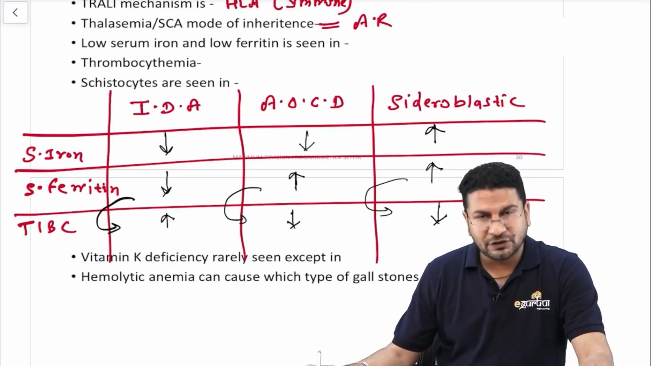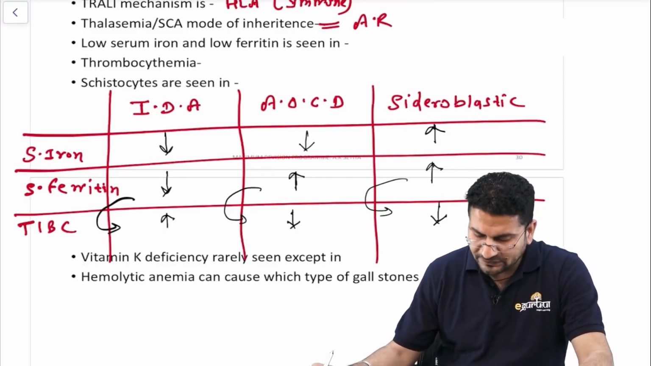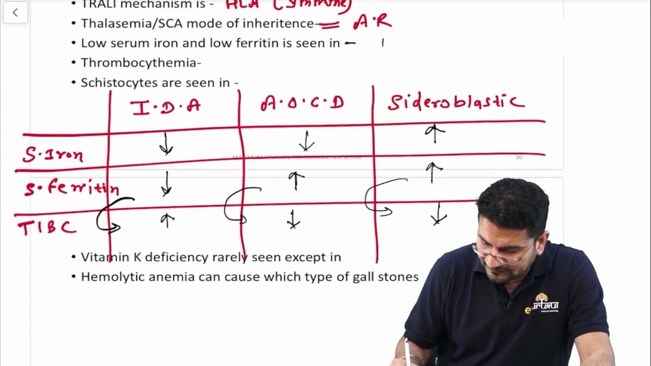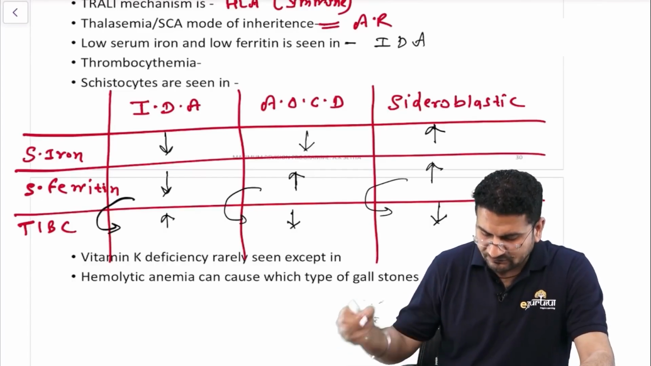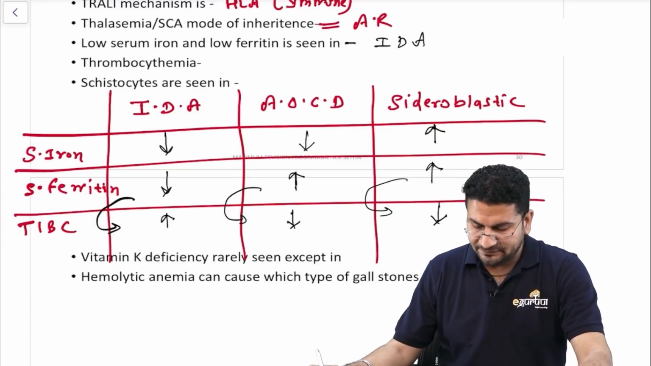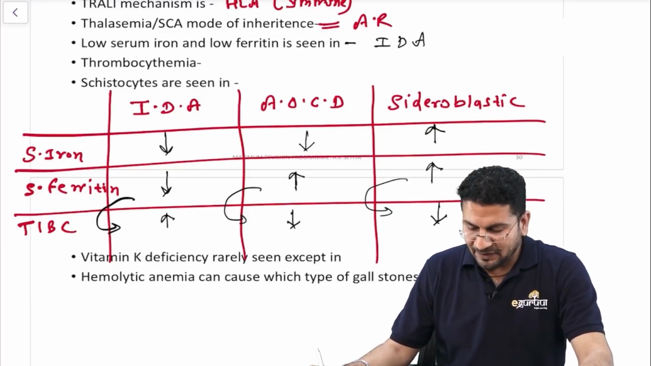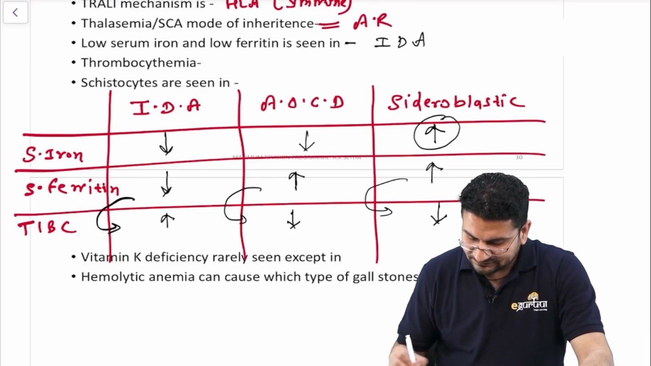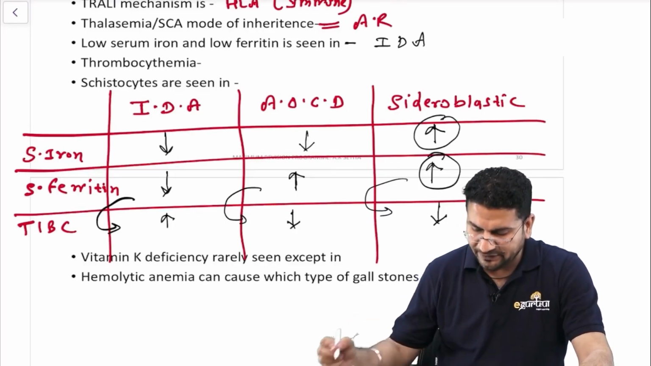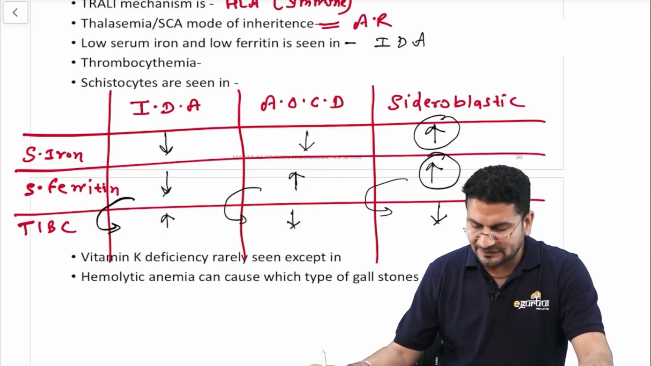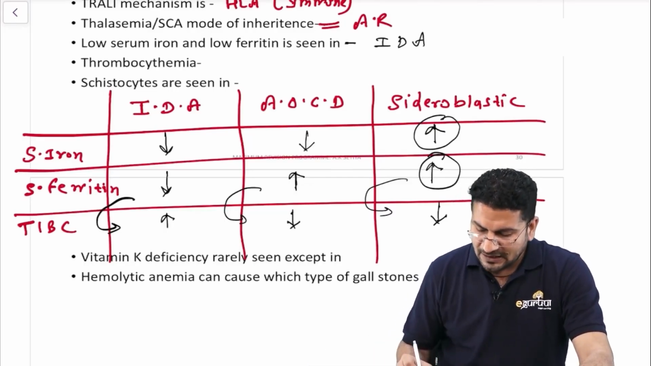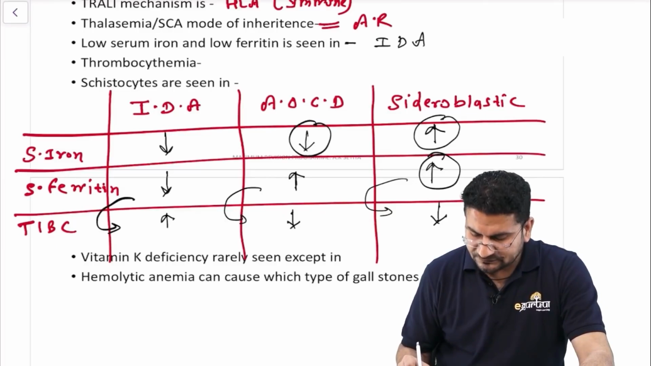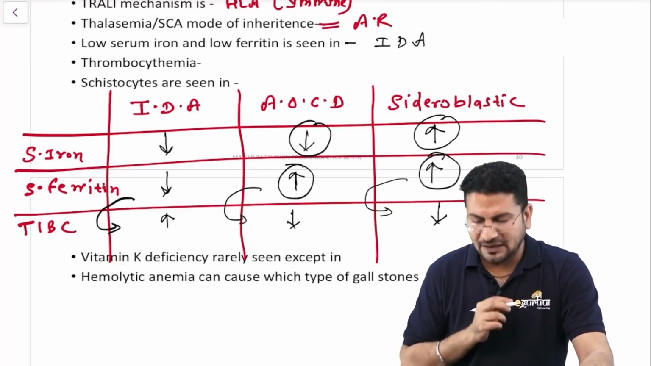To understand this, let's see the question they ask in exam: low serum iron and low ferritin. Where will you see it? It is seen in iron deficiency anemia. If I say high serum iron and low ferritin, and high ferritin. If I say high serum iron and high ferritin, this will be your sideroblastic anemia. If I say low serum iron and high serum ferritin, this will be your anemia of chronic disease.